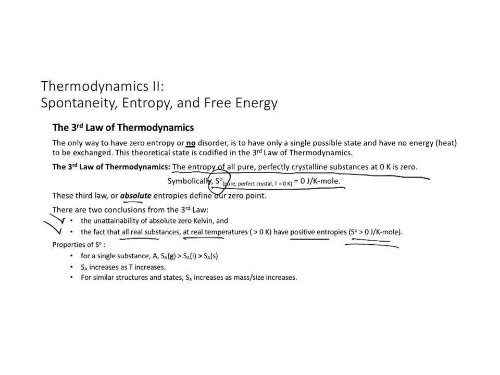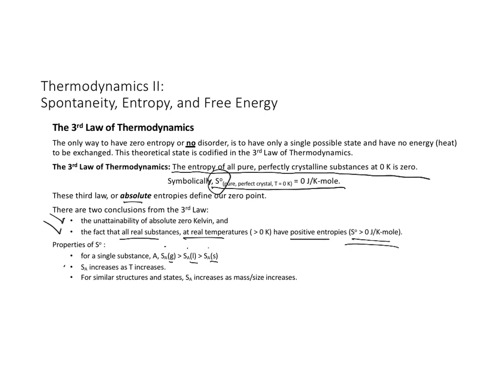Now, here are 3 properties of entropy that you need to know. For a single substance, a gas is going to have a higher entropy than a liquid, which is going to have a higher entropy than the solid. Or speaking in order terms, gas is most disordered, liquid is less disordered, and solid is least disordered.